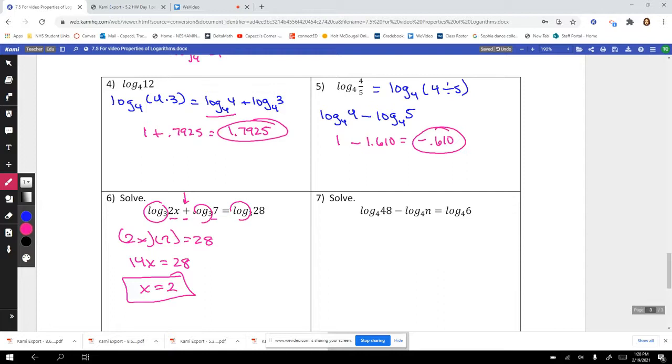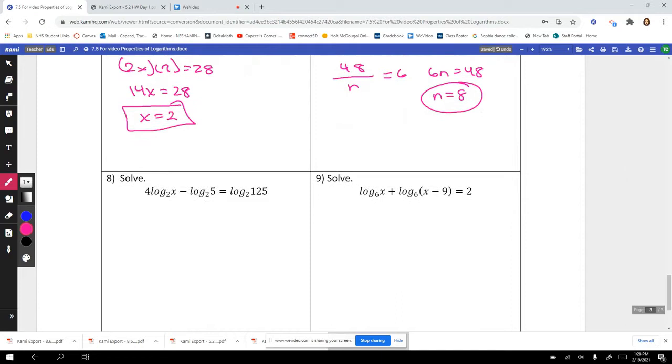All right, let's look at number 7. Same sort of idea. I have a negative. I have log base 4, log base 4. So I'm going to have 48 divided by 9, because of that minus sign, is equal to 6, which gives me 6n is equal to 48. So n is equal to 8.